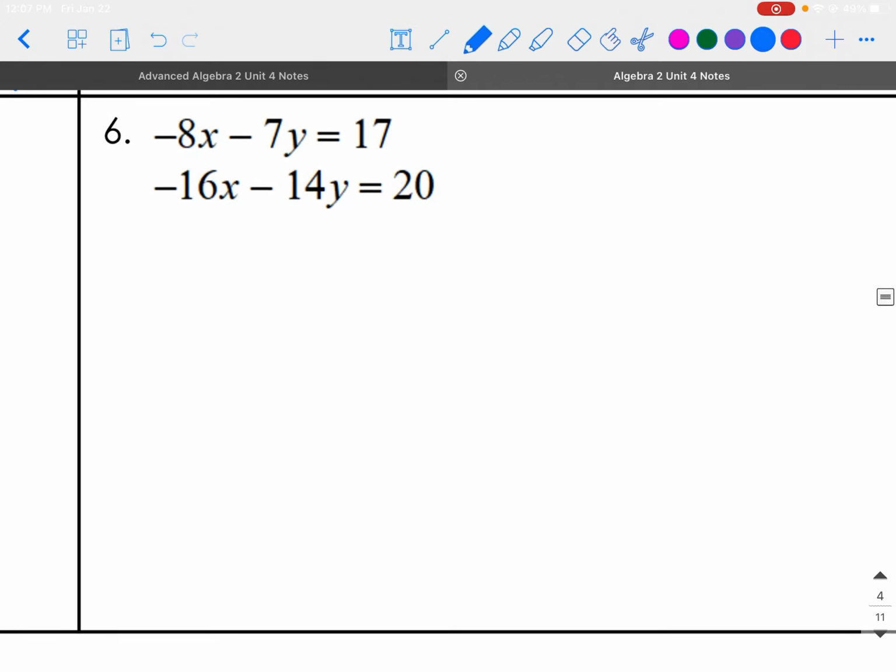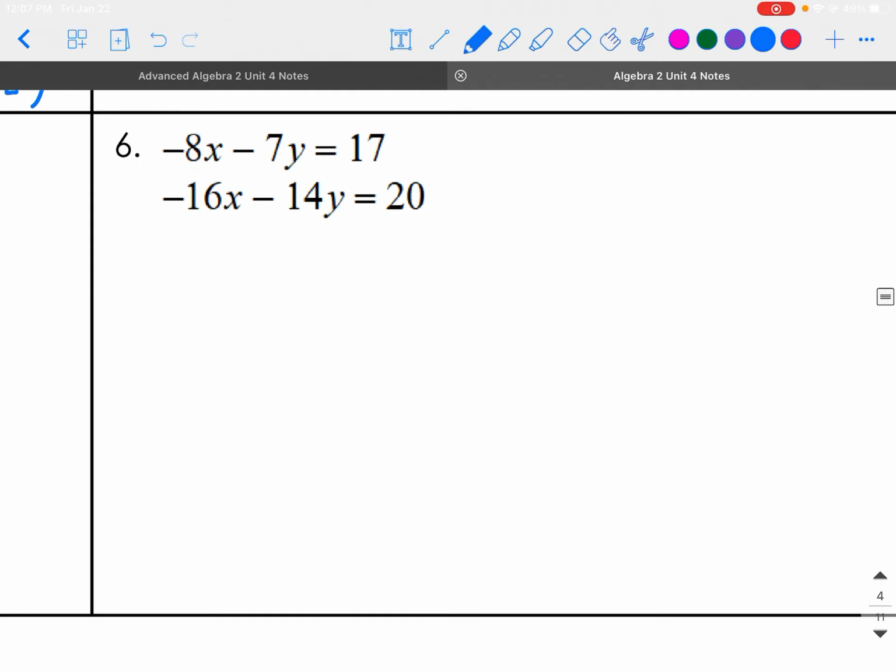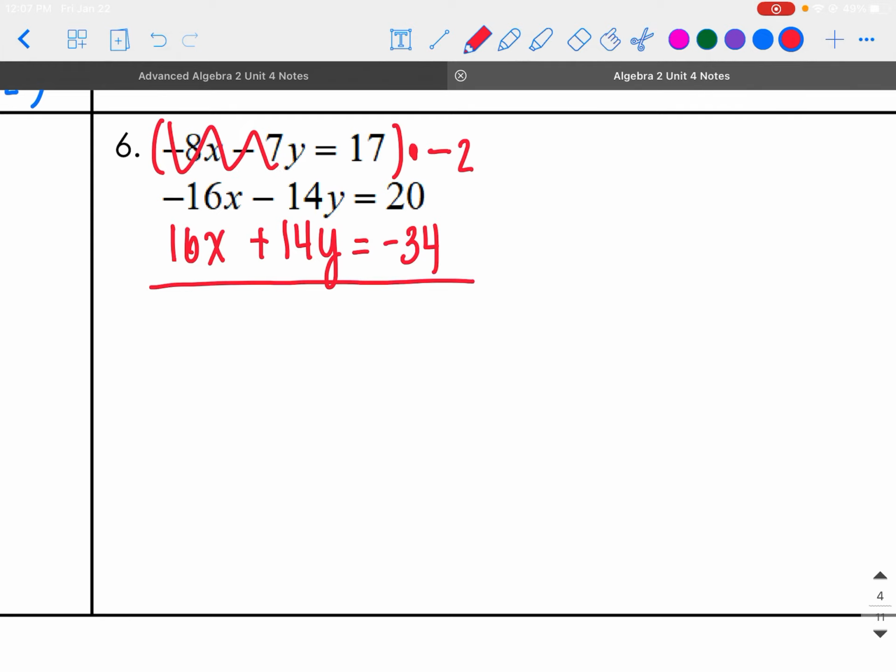All right, and number 6, let's do one more. So we want opposite coefficients. So if we look at the x's, negative 8, I want that to turn into a positive 16. So I'm going to multiply by negative 2. So negative 8 times negative 2 is 16x plus 14y equals negative 34.